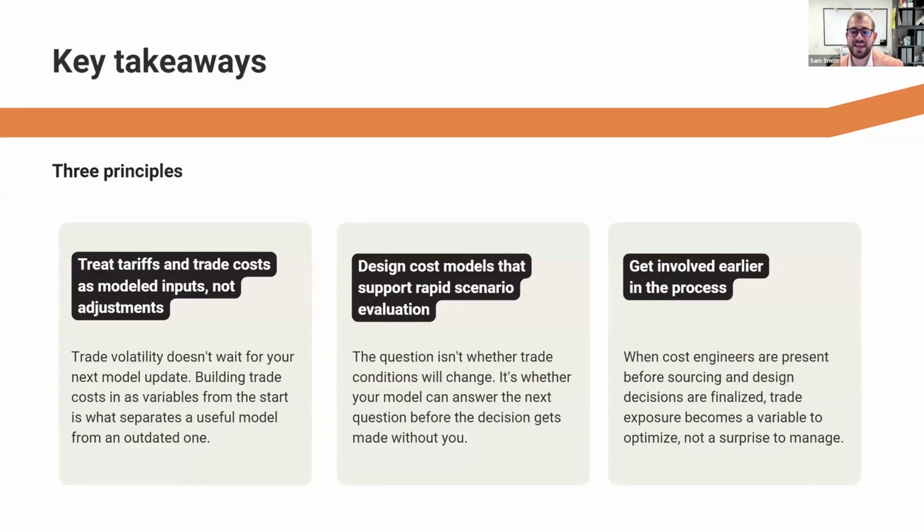The third is make the analysis legible beyond cost engineering. The value of a well-built trade model isn't just in the accuracy of the numbers. It's in the degree to which those numbers can drive a decision. That requires us to think about how we communicate scenarios, how we frame exposure, and how we translate cost impacts in business terms for audiences that need to act on them. Now, these three principles are the through line for everything that we've covered today, and they're also the lens through which we built the example that you're about to see.